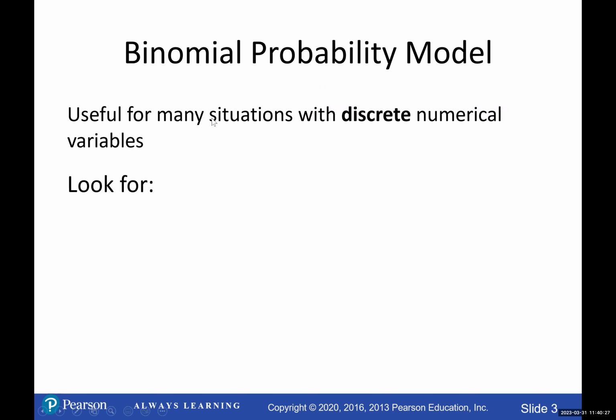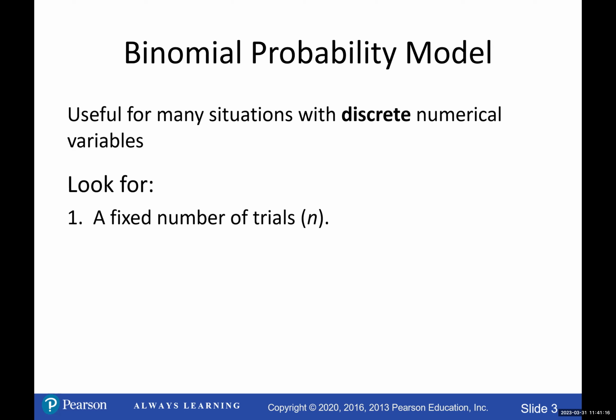So we're moving to the next slide. Binomial probability models are useful for many situations with discrete numerical variables. Keep in mind that a discrete numerical variable is a variable that has whole numbers, such as 1, 2, 3, 4, 5. You don't want to include decimal numbers, and there's no measurement here at all.